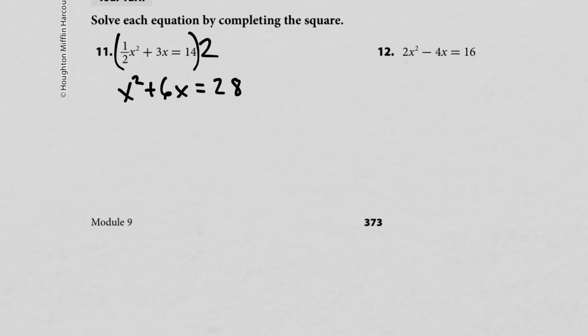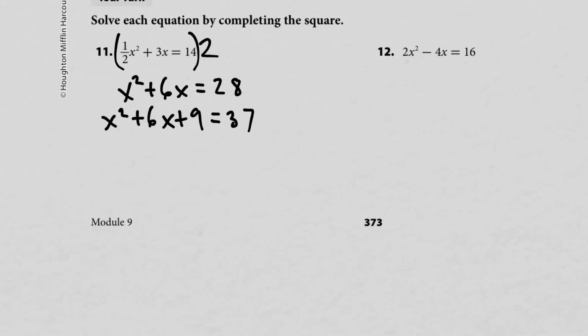Look at that. Perfect. Half it, square it, divided by a, but in this case, since a is 1, you really don't have to do that step. It's just half it, square it, add it. Half of 6 is 3, squared is 9, add it. We're going to add 9 to both sides. 28 plus 9 is going to be 37.